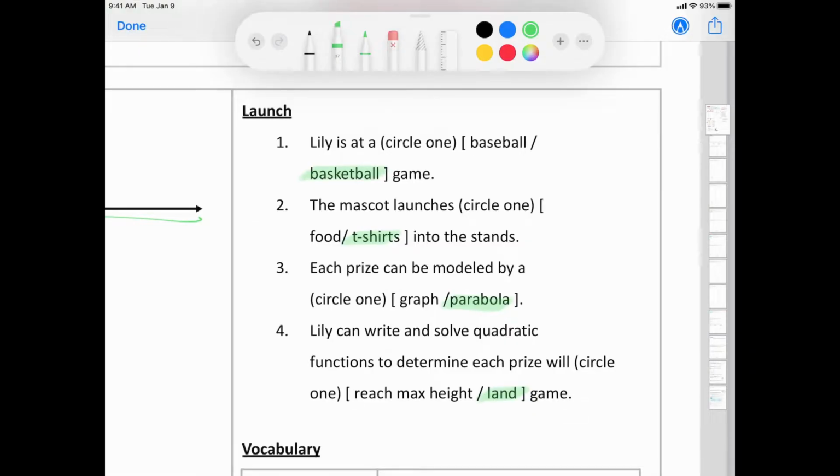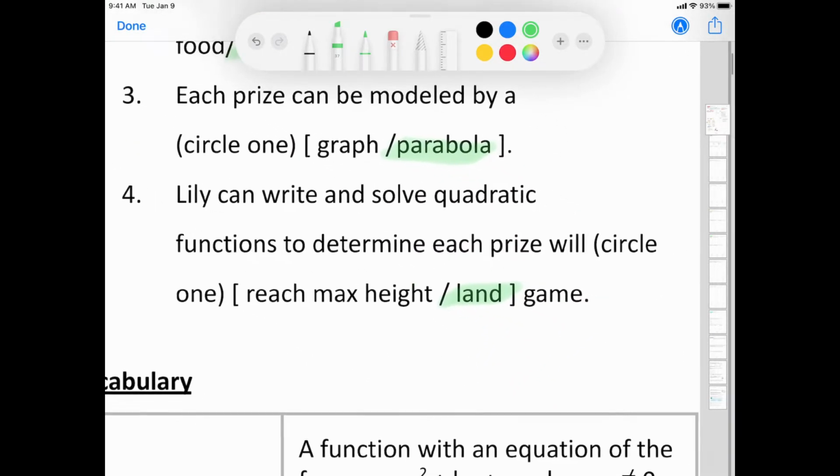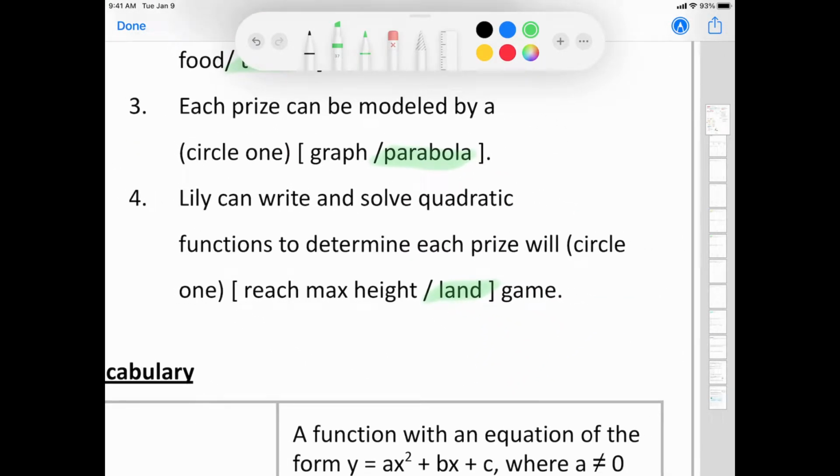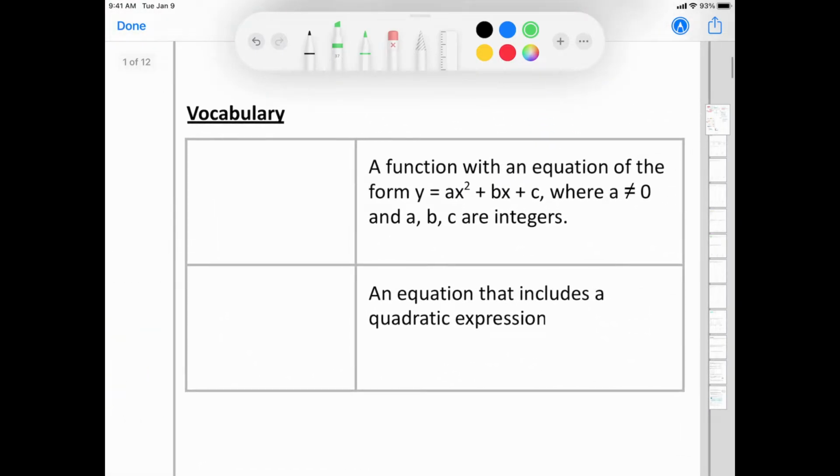All right, so Lily is at a basketball game. The mascot launches t-shirts into the stands, and each prize can be modeled by a parabola. And Lily can write and solve quadratic functions to determine where the prize will land. All right, let's take a look at some vocab words here.